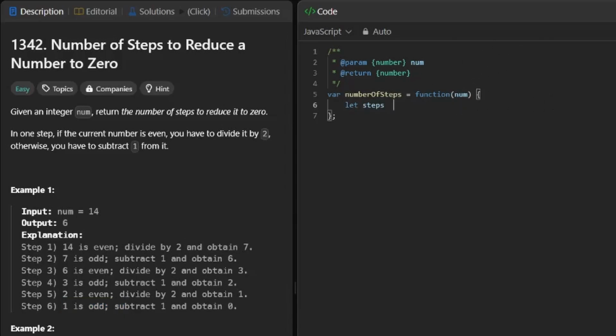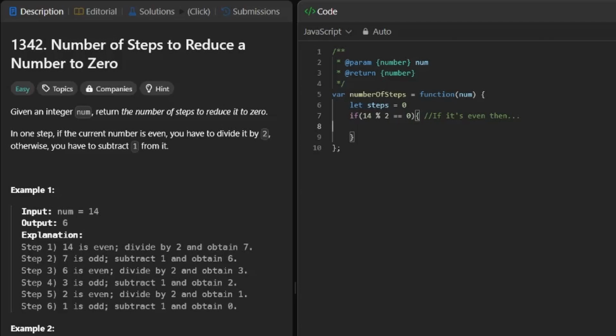Let steps equal 0. Keep track of the steps. If 14 modulus 2 equals 0, meaning if we divide it and there is no remainder, this is what that does, it checks for a remainder. In the case of 2, it would be 0, and therefore it's even. So what are we doing? If it's even, divide by 2.